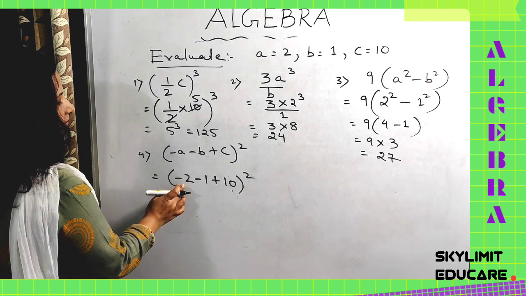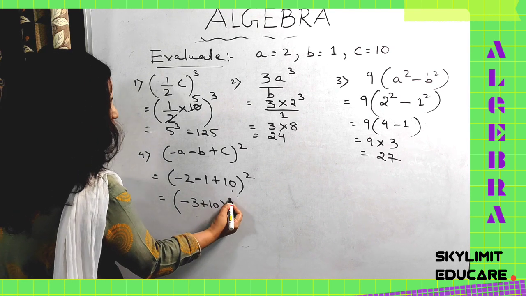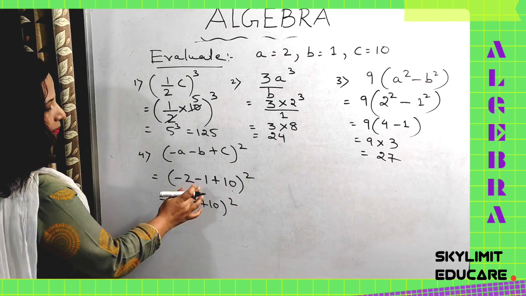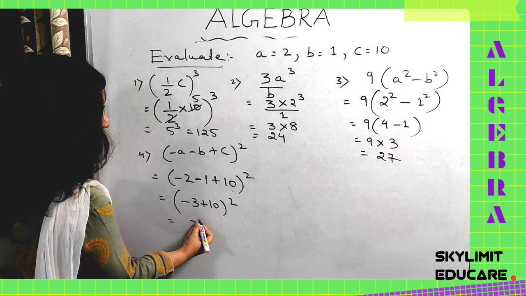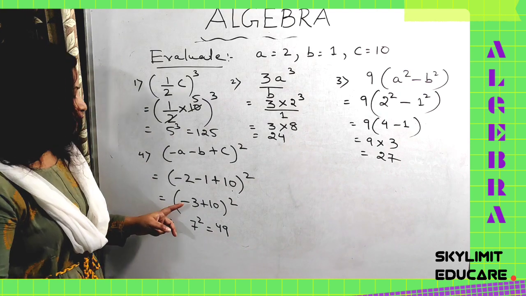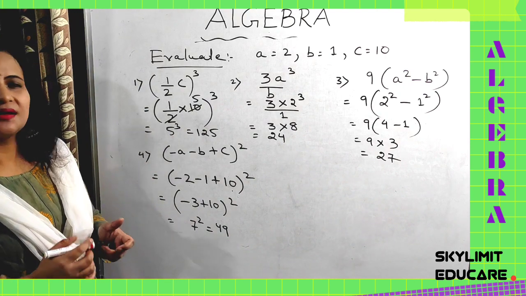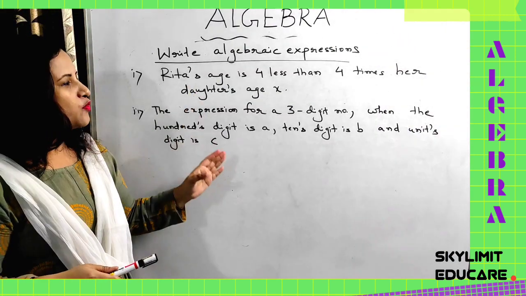Now, you got the knowledge of integers already? Yes or no? So minus 2 minus 1 is how much? Minus 3. Minus 3 plus 10, whole square. Now minus 3 plus 10 will be 7. 7 square is how much? 49. So very simply you will be solving it. Is it clear?